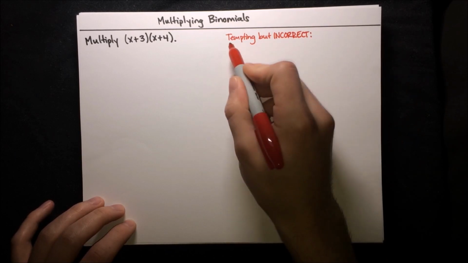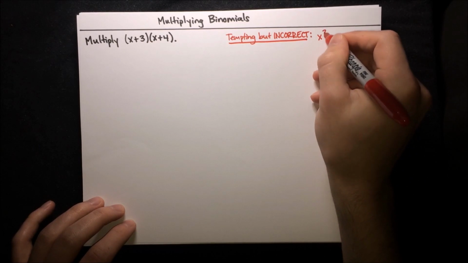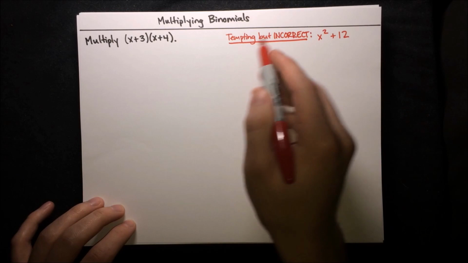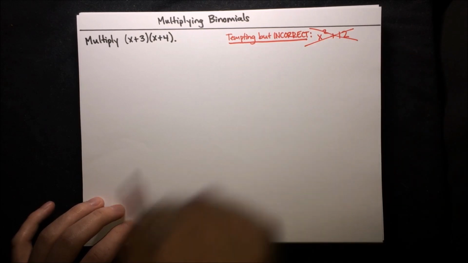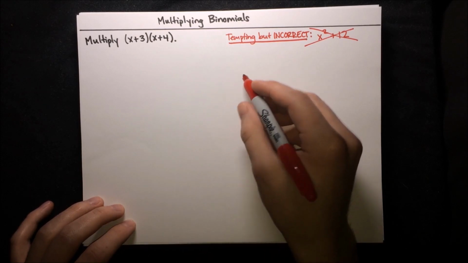And that tempting but incorrect way is just to multiply x by x to get x squared, and then 3 times 4 to get 12. So again, this is tempting, but it's not correct. To see why it's not correct, just set x equal to some value like 1.